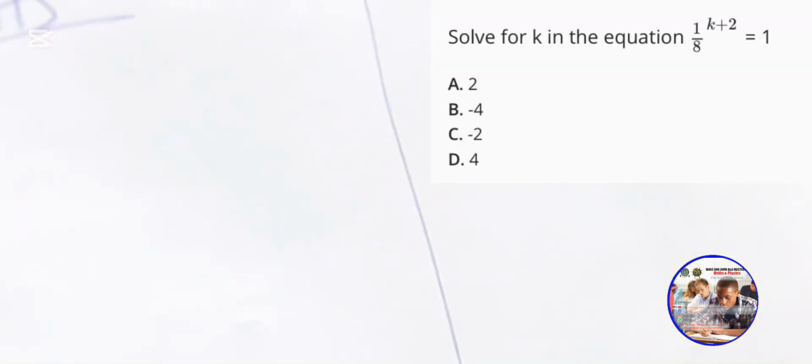And when you divide both sides by 2, you are going to have 2x over 2 equals 24 divided by 2. So that 2 here cancels 2 here, then you have x equals 12. And that's the solution for this. Next question. The next question says solve for k in the equation (1 over 8) raised to the power k plus 2 equals 1. Let me write it down.